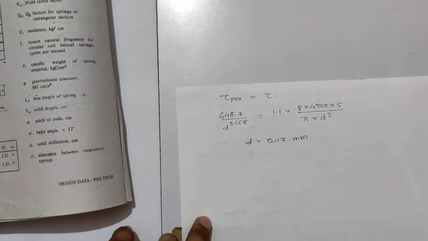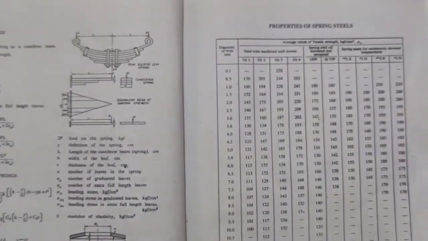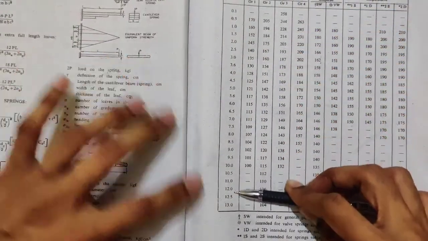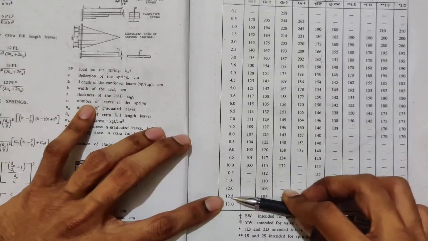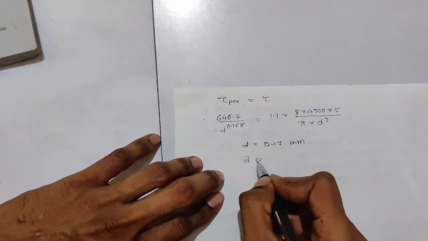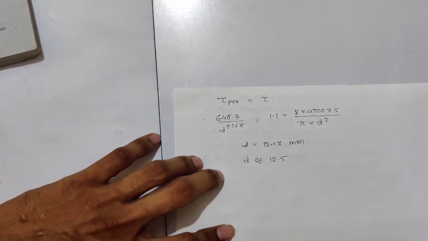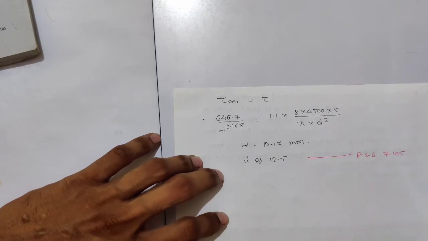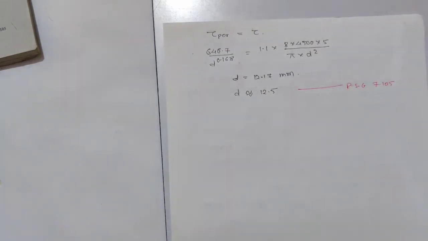Alright, so use the PSG and find the required diameter, that is standard diameter. Now we have the value of 12.17. See, 12.17 is here, so you will take 12.5 as a value. Okay, so d is equal to 12.5. Just mention it, PSG 7.105. Okay, so now we got the value of d.